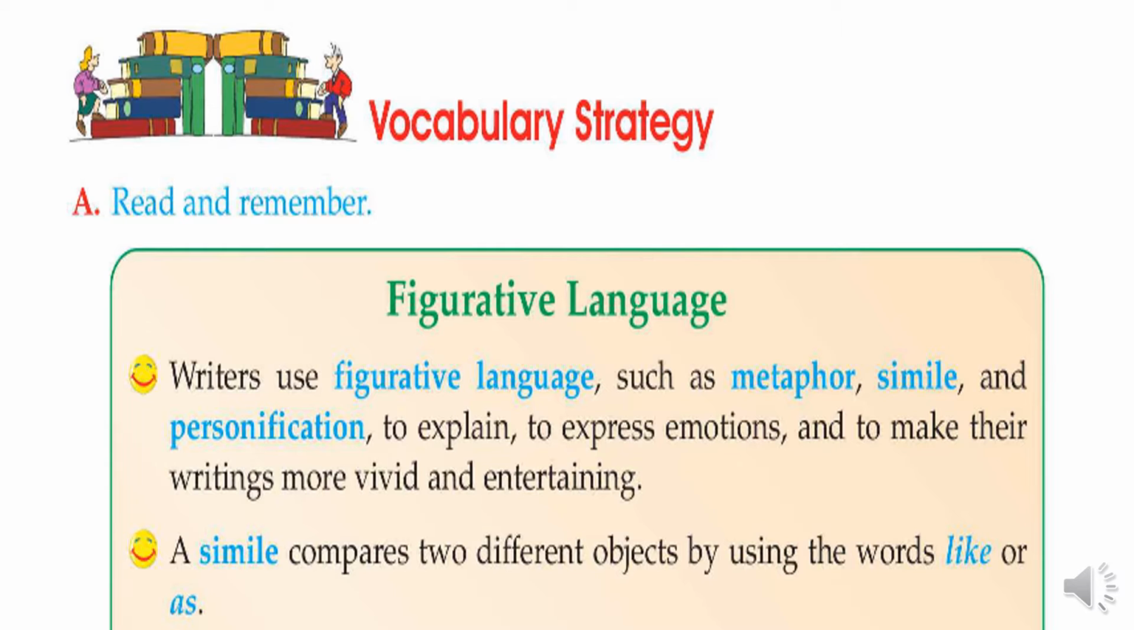So we have three types of figurative language. We have the metaphor, the simile, and the personification. The first type is the simile. A simile compares two different objects by using the words like or as.